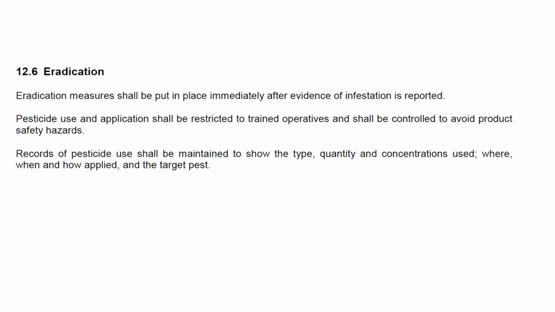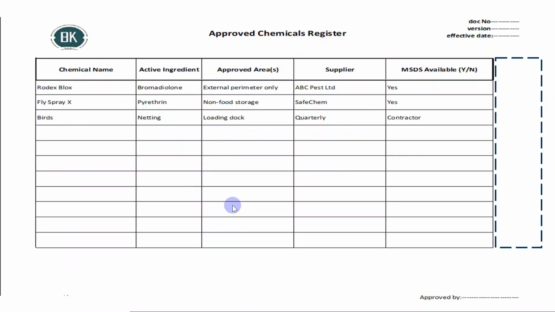Last part is eradication. If pests are found despite preventive measures, the issue must be reported and documented. Secondly, only approved pesticides may be used. Then pesticides must be applied only by trained personnel, and records should be kept of which type of pesticides are used, what was the quantity, concentration, and application details. A repeated checklist that I shared before. To cover this clause, you can add a separate column for concentration, quantity, and application, or otherwise maintain a separate record.